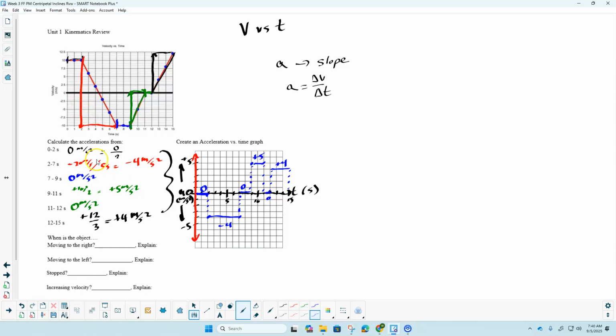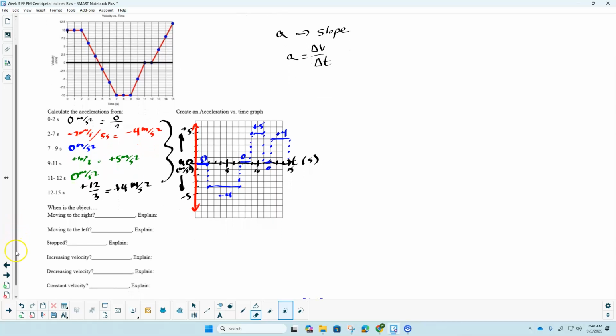So it's just shifting from constant acceleration to constant acceleration. The last part of this graph asks you to kind of figure out what's going on. So we're going to look back up here at this graph and answer these questions. The first part says, when is it moving right? And you have to explain.